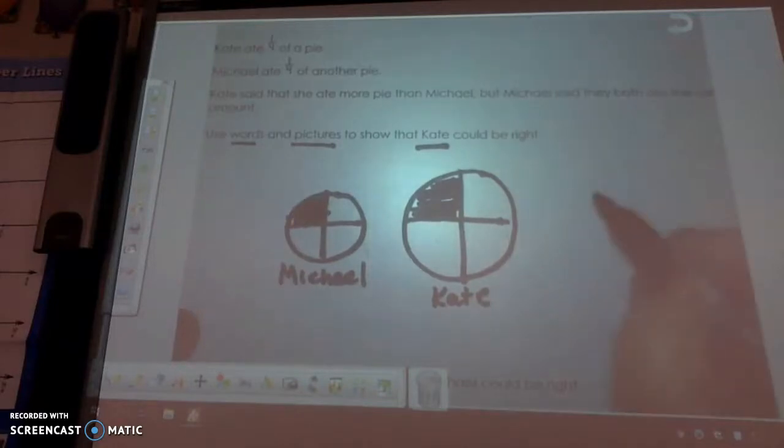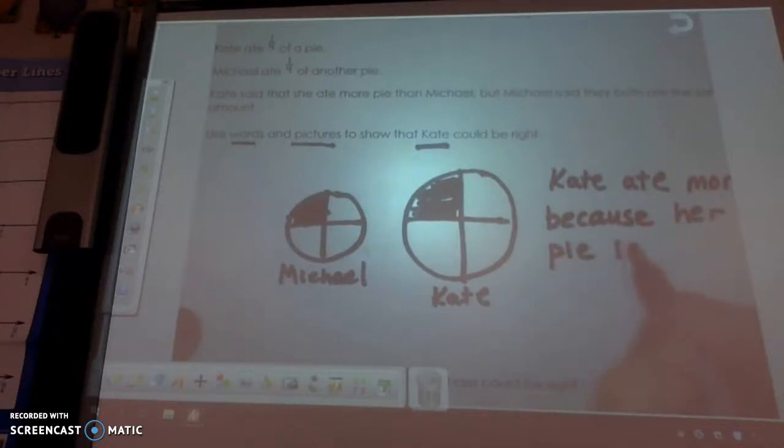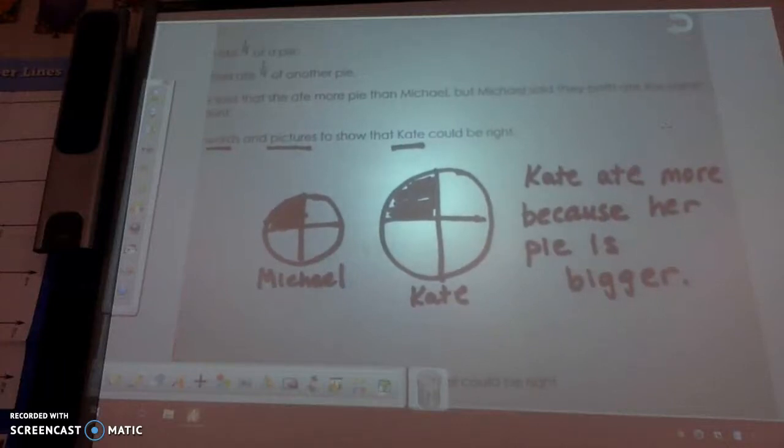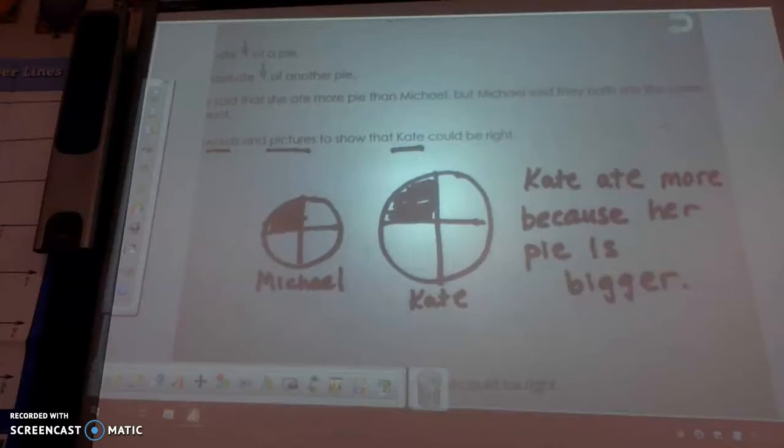So we will write: Kate ate more because her pie is bigger. So there we did it. We drew a picture, but we also wrote words to explain why Kate is correct.